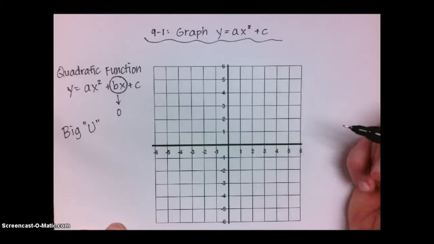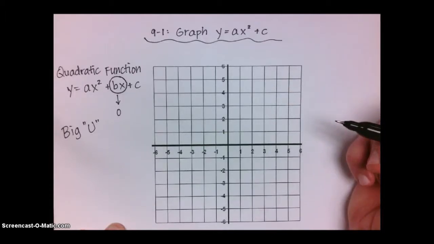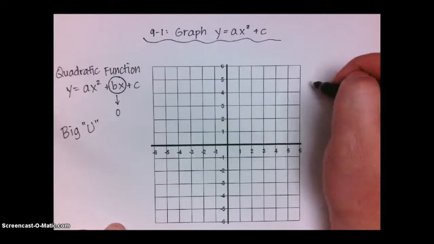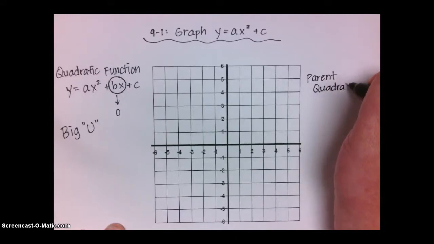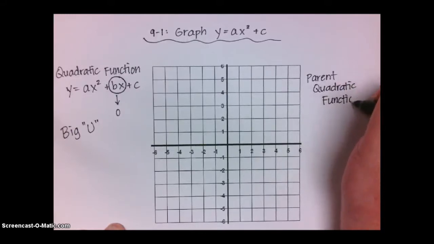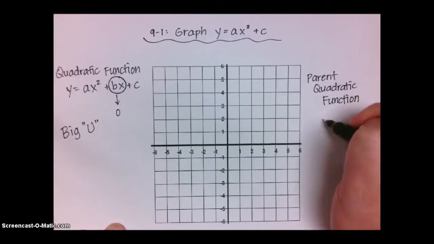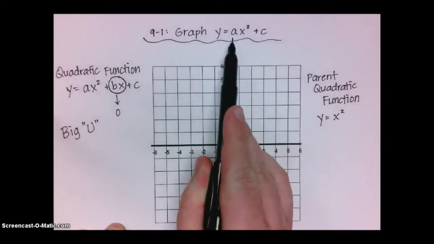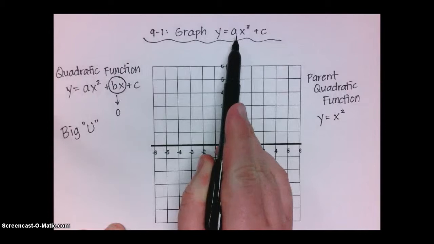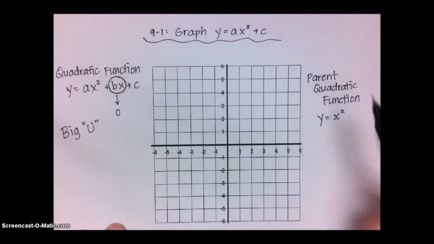Now we're going to go over a few things before we get into some specific ones. The first one is called the parent quadratic function. And this is the most basic one. It is y is equal to x squared. So that means that the a was just the integer 1 and c was 0. So all we're left with is y is equal to x squared.